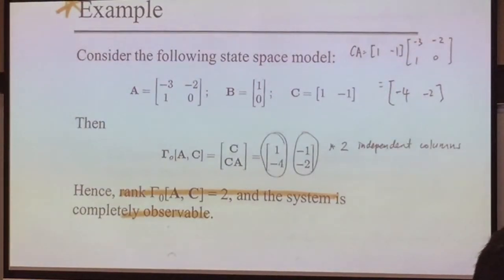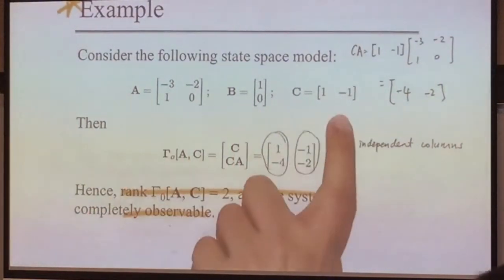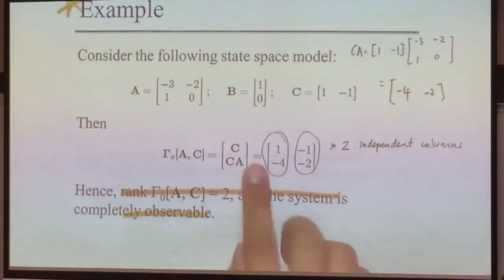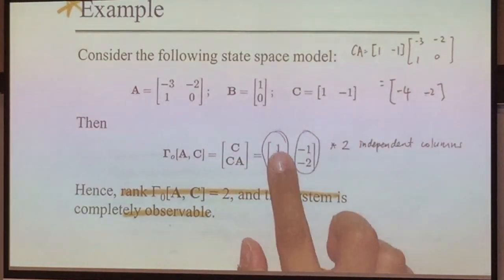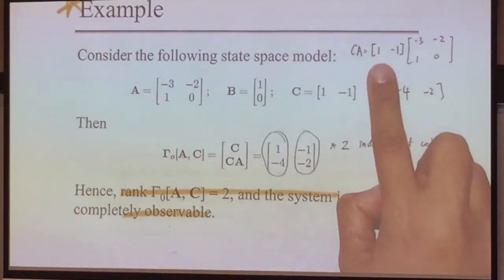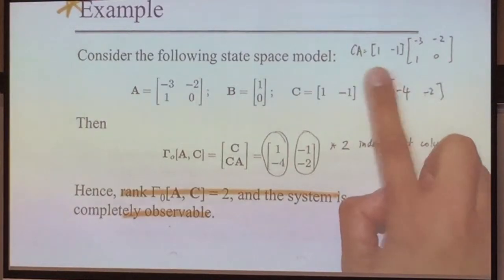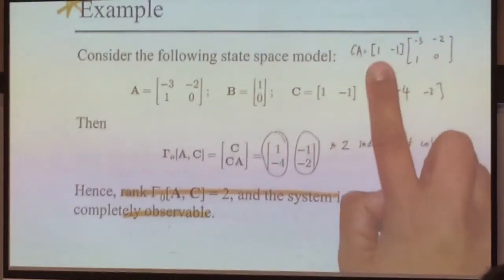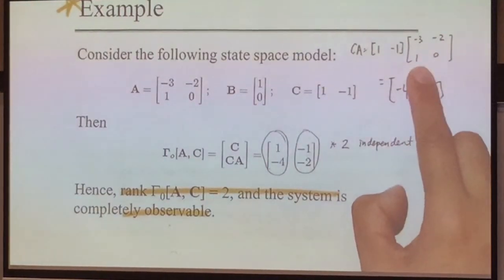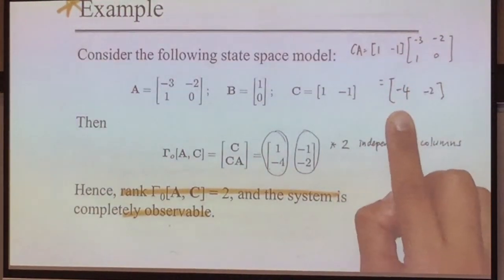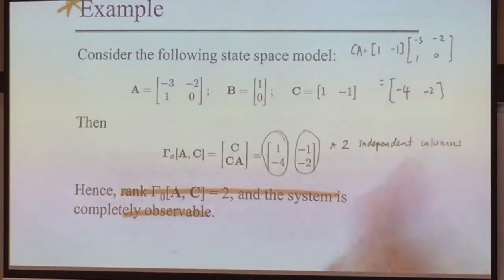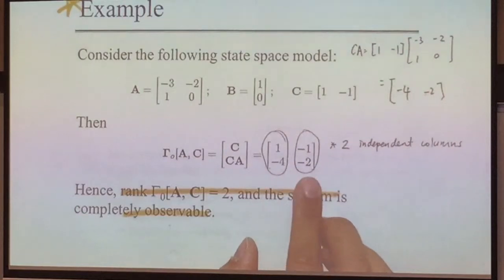So when you check observability, if A, B, C is given to you, you form the observability matrix C, CA. So C is 1, minus 1. CA, you take the product of C and A. So 1 times minus 3 plus minus 1 times 1. Minus 3 minus 1 is minus 4. 1 times minus 2 plus 0 times minus 1 is minus 2. So 1, minus 1, minus 4, minus 2.